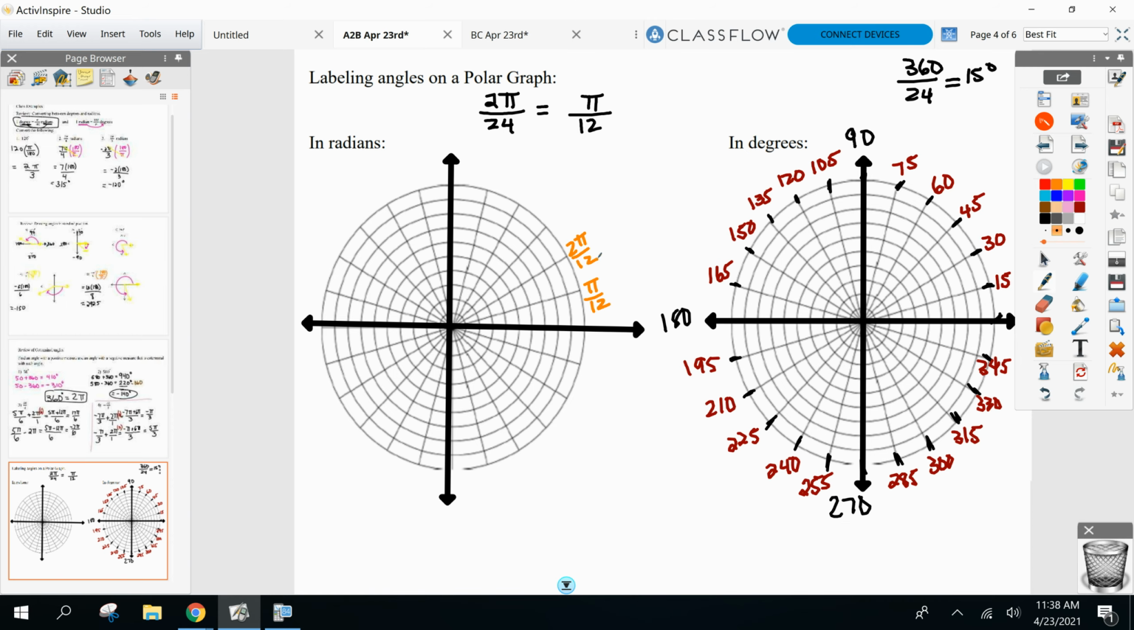2 pi over 12. If you want to reduce, you can. I'm not going to. 3 pi over 12, 4 pi over 12, 5 pi over 12, 6 pi over 12. And we can keep going on and on if you want, and keep counting all the way around. You will end up at 23 pi over 12, since there's 24 of these. Just as long as you guys know they go by pi over 12s is what's important to me. You don't need to label the whole thing if you don't want to, go all the way around.